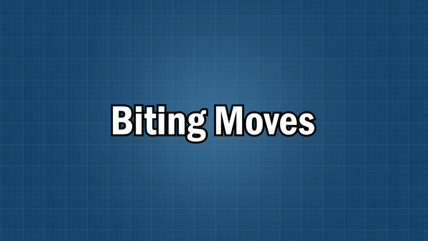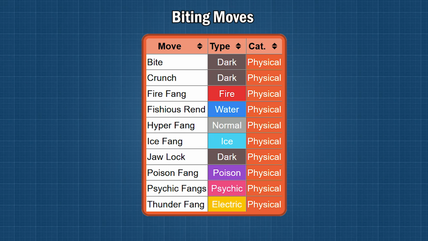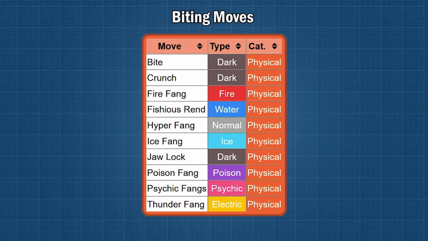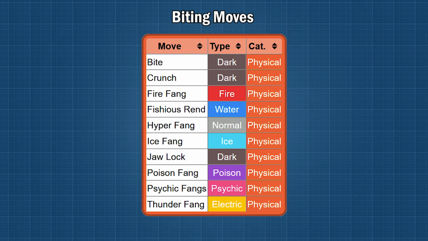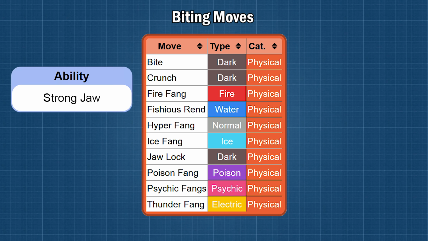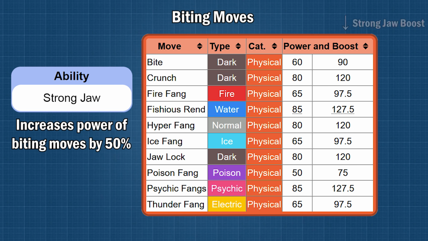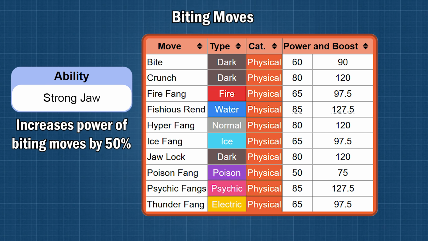The first category of moves I'll be looking at is biting moves. These are all physical attacking moves that involve the user biting the target with its teeth or fangs. Duh, of course. But let's take a further look. Biting moves interact with the ability Strong Jaw in that it increases the power of these moves by 50%. These are moves like Bite, Crunch, and any move with the word Fang.